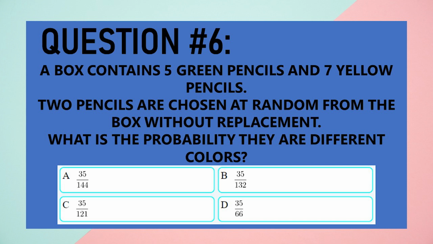Question number 6. A box contains 5 green pencils and 7 yellow pencils. 2 pencils are chosen at random from the box without replacement. What is the probability they are different colors?